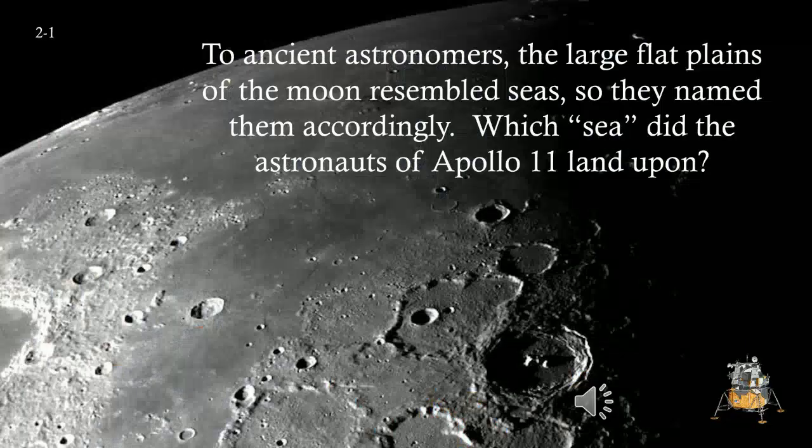All right, let's begin. The ancient astronomers, to them the large flat plains of the moon resembled seas, so they named them accordingly. Which sea, quote-unquote sea, did the astronauts of Apollo 11, that first moon landing, land upon? As always, if you need extra time, go ahead and pause your recording and then pick it up as soon as you've got the answer. We are moving along to number 2.